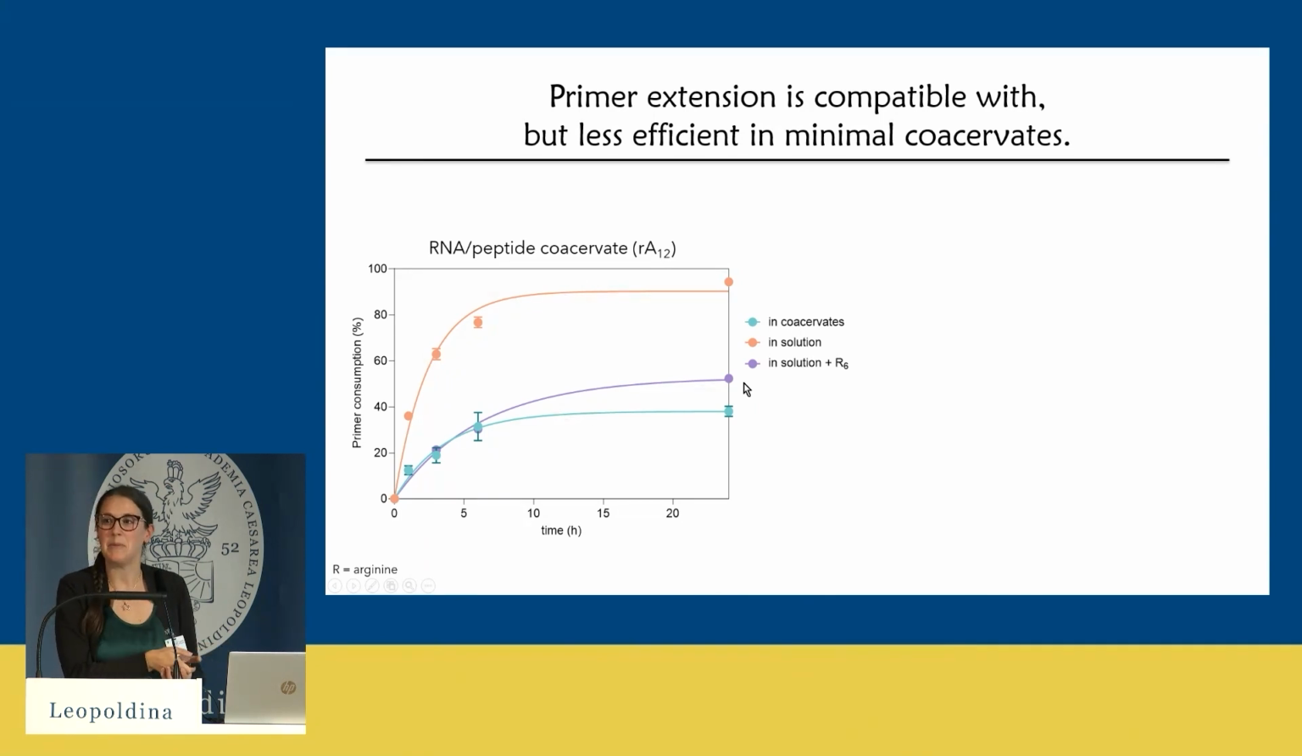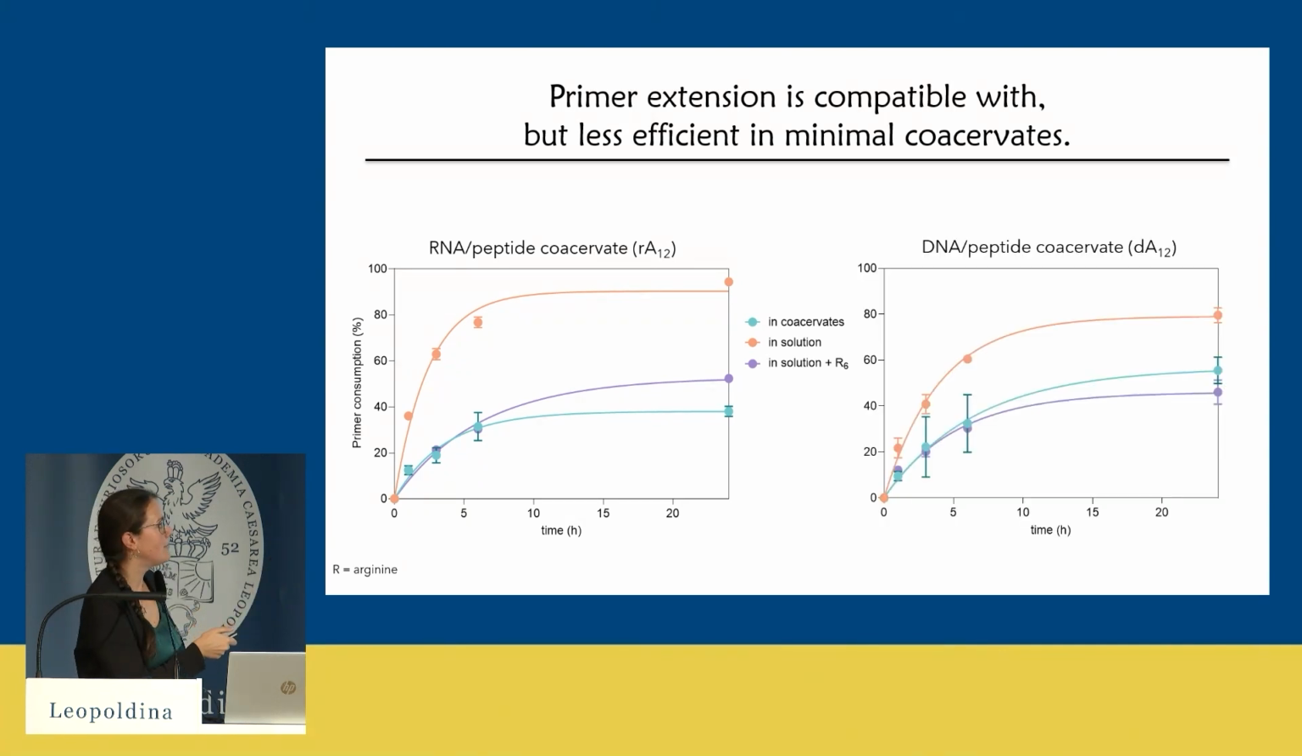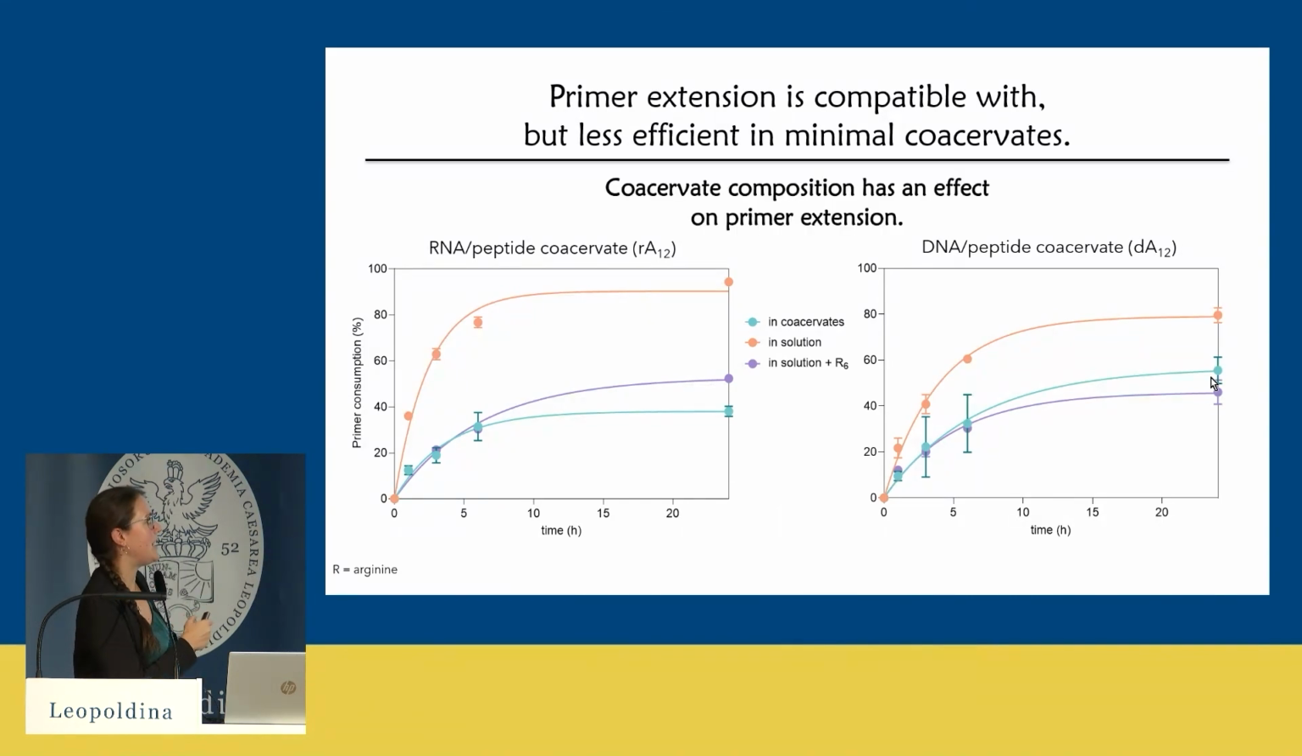Unfortunately, when we do the same thing with coacervates, the efficiency is also relatively low. It's not killed entirely, it's not inhibited entirely, but it is not as good as we would want it to be. This is with RNA coacervates. This is with DNA coacervates. So once again, you have a bit of a decrease, but this time in coacervates, we observe a better result compared to RNA.